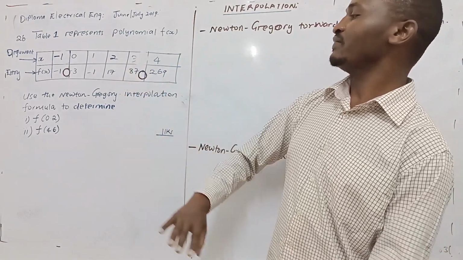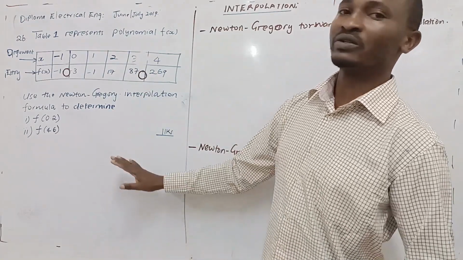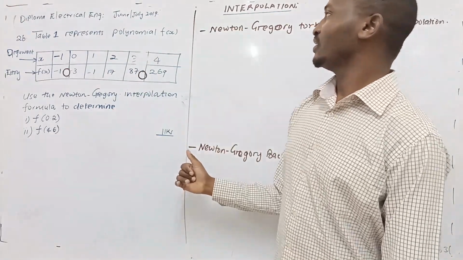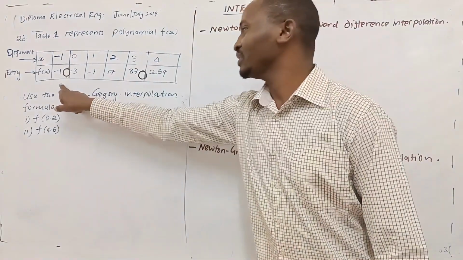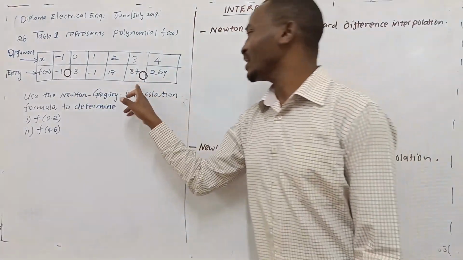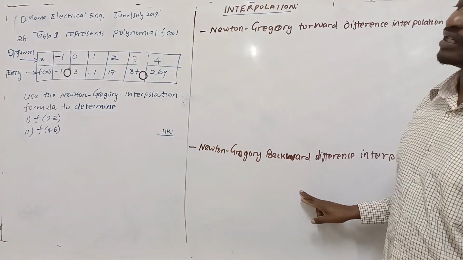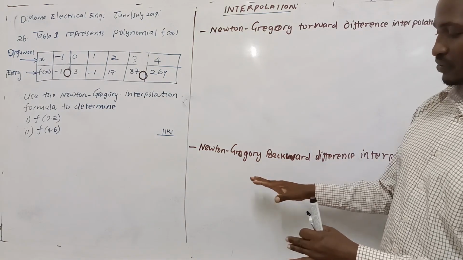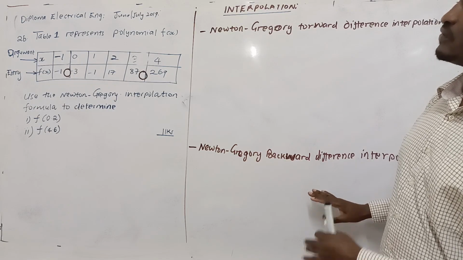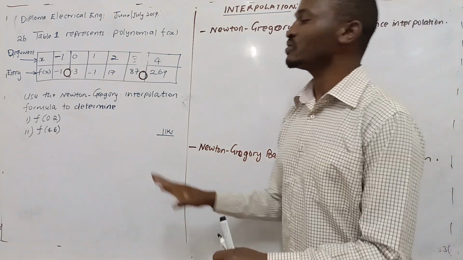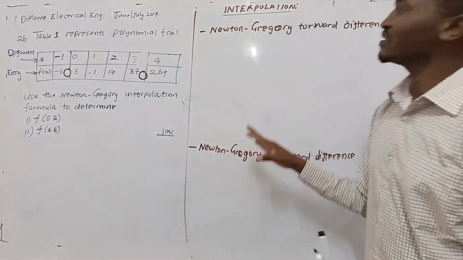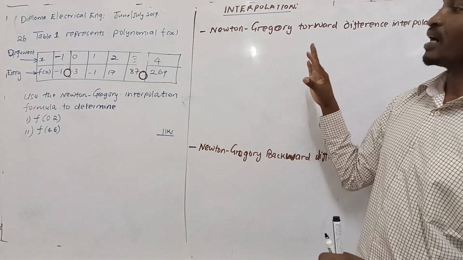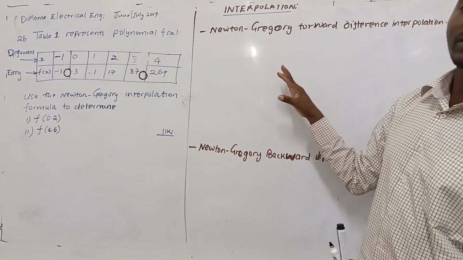If they don't tell you which method to use, whether forward or backward, you can choose: at the beginning, use forward; at the end, use backward. Or sometimes they may tell you to use backward. In that case, you must know how to use the backward difference interpolation formula. Sometimes they'll tell you to use forward. In that case, you must know how to use the forward difference interpolation formula.